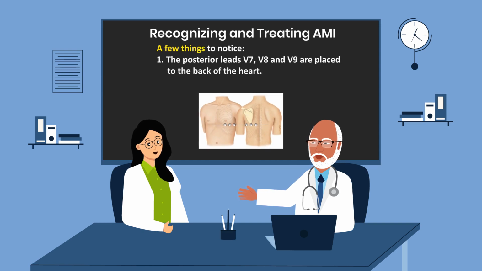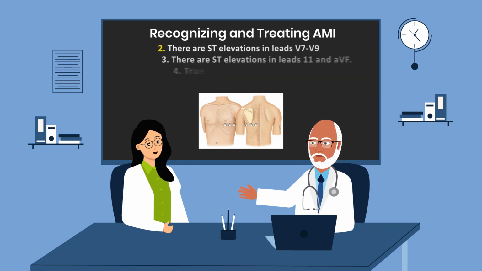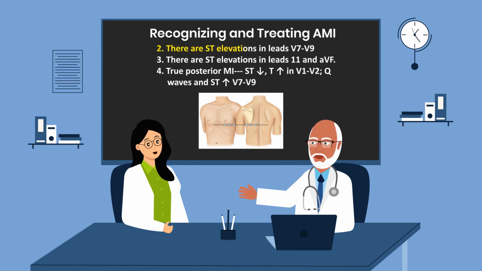Take a look at this EKG. A few things to note. Number one, the posterior leads V7, 8, and 9 are placed to the back of the heart. Number two, there are ST elevations in leads V7 through V9. Number three, there are ST elevations in leads 2 and AVF. And lastly, true posterior MI will show ST depression, T wave elevation in V1 to V2, Q waves, and ST elevation in V7 and V9.